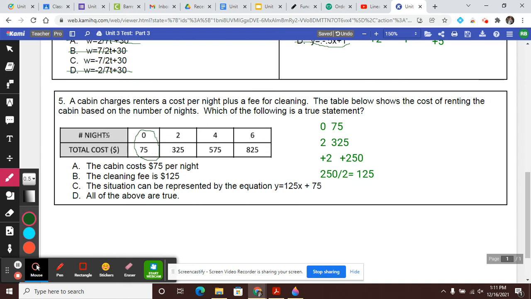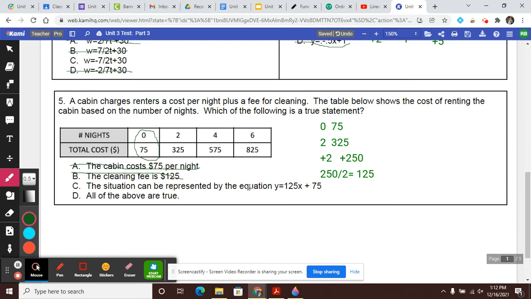So we go through now and we're going to see if that matches. So we're saying the fee is $75. Well, cabin costs $75 per night. Nope. We know that our slope is 125. So that's where that confused a lot of you. We know that doesn't work. We say the cleaning fee is $125 per night. Well, it says a fee for cleaning. This is our fee for cleaning. That is our y-intercept. We're charging that no matter what. So it can't be $125.